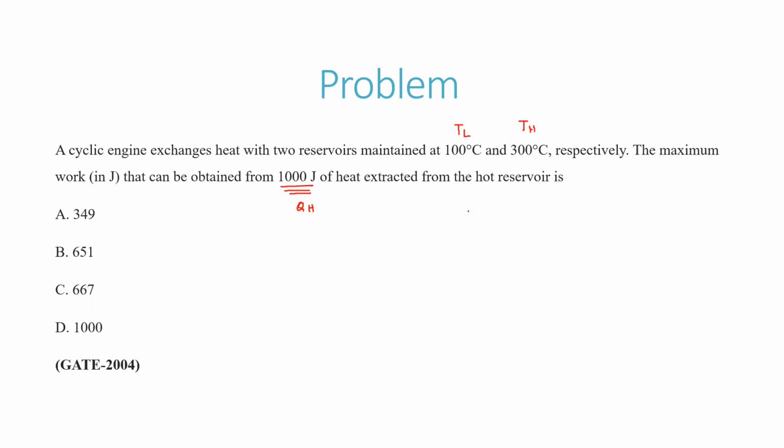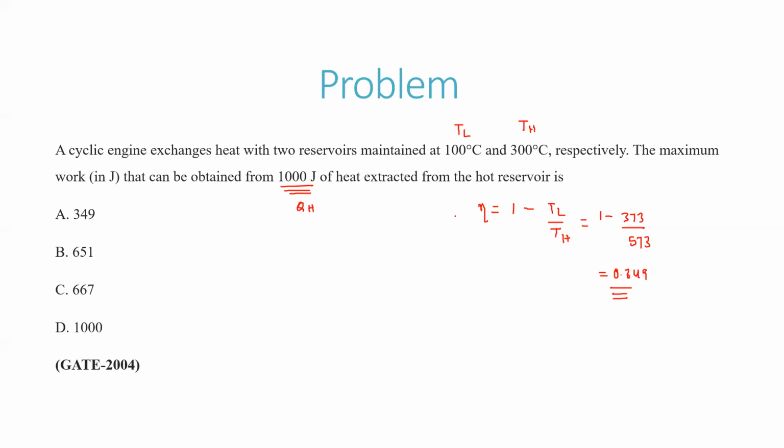All right. So for a Carnot engine, eta, that is the efficiency, is equal to 1 minus TL by TH, right? So TL is given to be 100 degrees Celsius, that is 373 Kelvin, and TH is given to be 300 degrees Celsius, which is 573 Kelvin. Hence, eta becomes 0.349. All right.